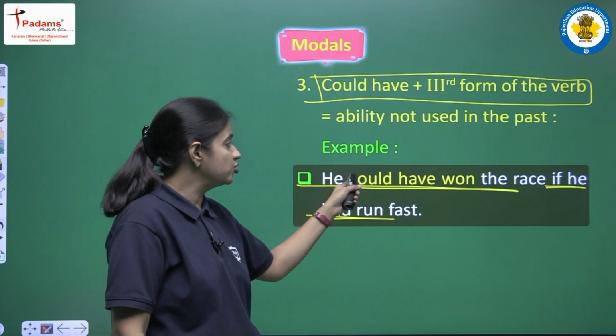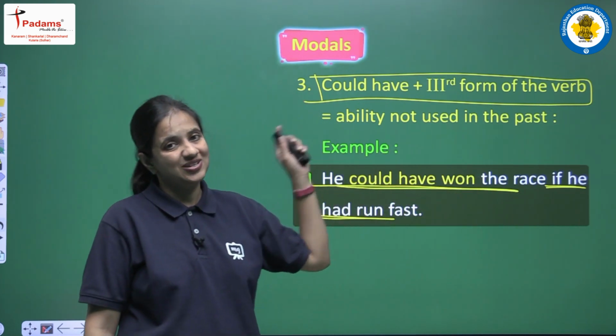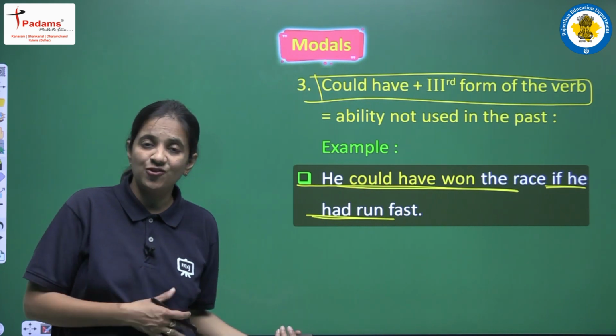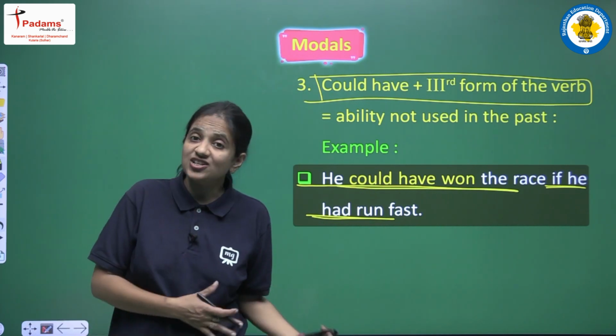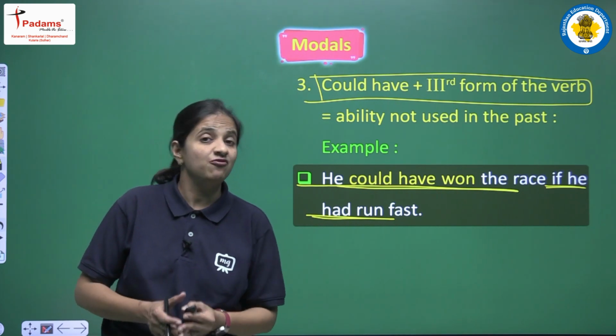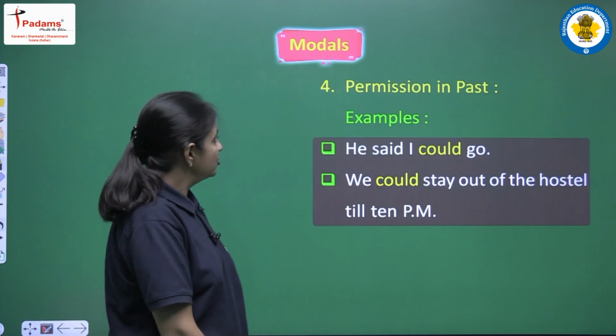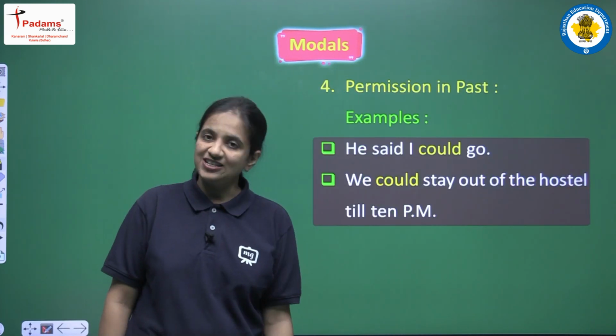Then we can use could have plus third form in the result clause. Yes, could have plus third form is used in conditional sentences, and this we have discussed and read in much detail in previous videos. Next, moving on, we have the next use of could.